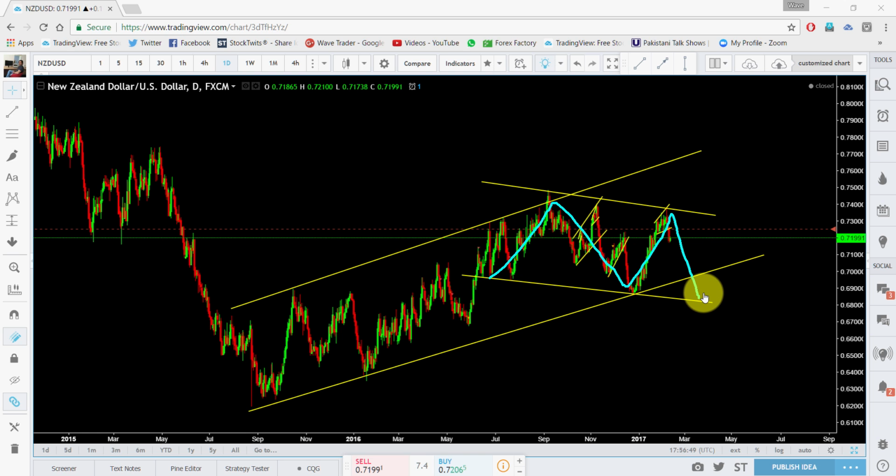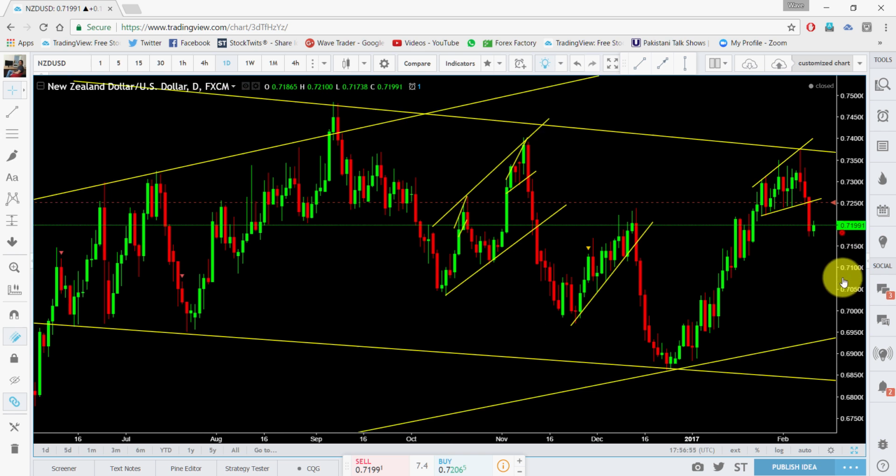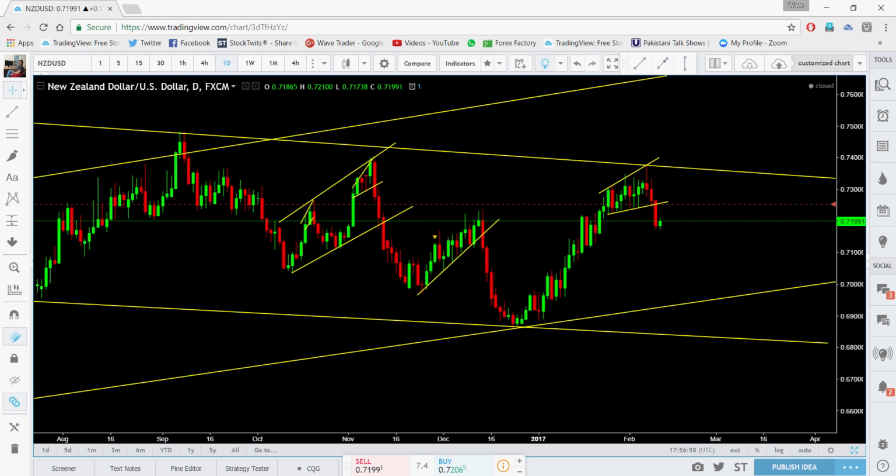Okay, so it can fall back to the bottom again. Okay, so this is the move which we were looking for since very long. It's showing some sign. This is the corrective move to the upside. It has broken down with impulsive candles. You can see these impulsive candles.